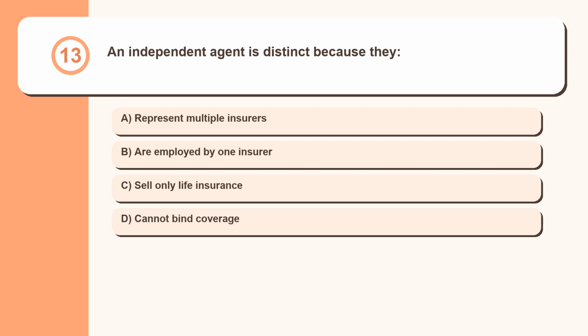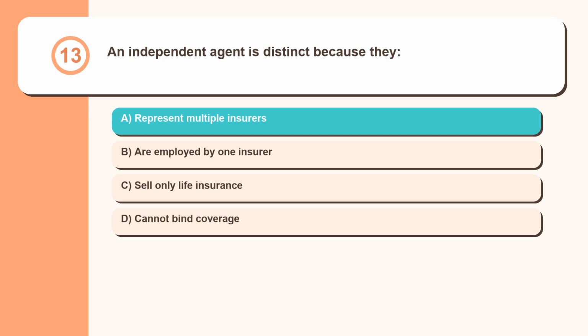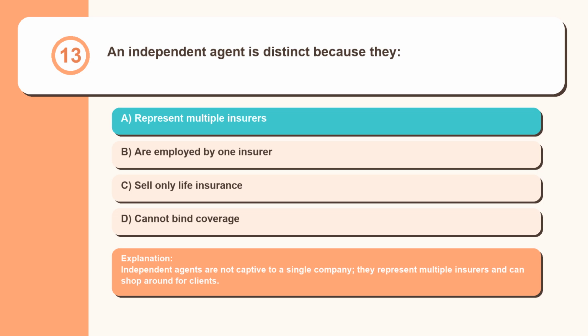Question 13. An independent agent is distinct because they represent multiple insurers, are employed by one insurer, sell only life insurance, cannot bind coverage. Independent agents are not captive to a single company. They represent multiple insurers and can shop around for clients.